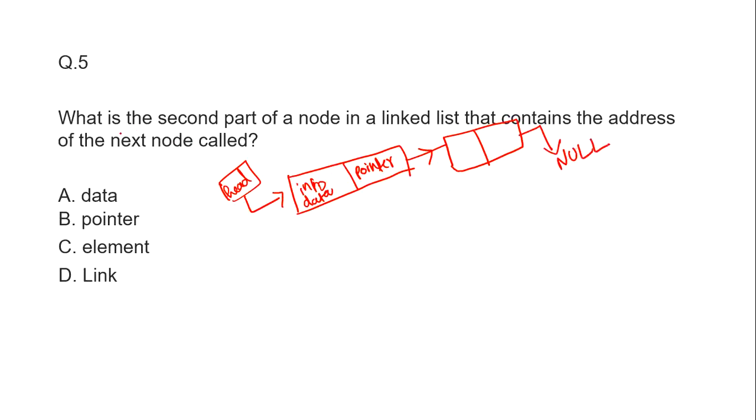So they are asking what is the second part of a node in a linked list. So the second part is the pointer, right? So the correct answer here is going to be pointer.